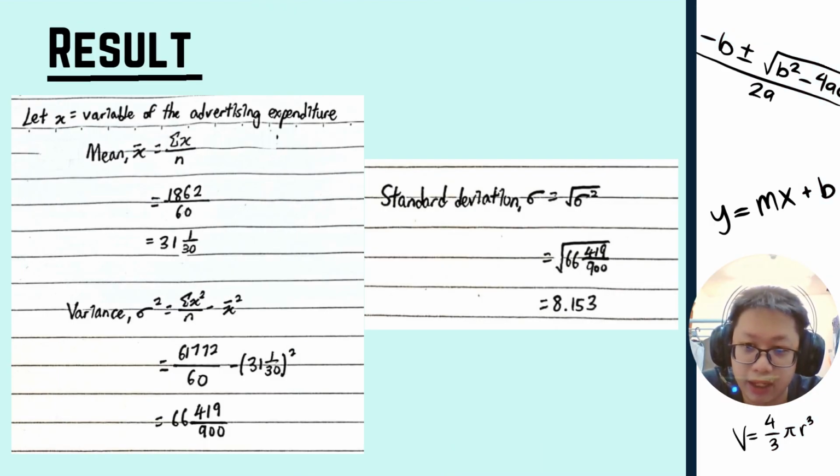So for the result, we let the S be the variable of the advertising expenditure, and to calculate the mean is sum of x over n. So we will get the sum of x is 1,862 over 60 and get 31 with the fraction of 1 over 30. Well, for the variance, we will get 61772 over 60 minus 31 with the fraction of 1 over 30 squared. So the answer is 66 and the fraction of 419 over 900. And the standard deviation is equal to the square root of the variance, and we will get 8.153.